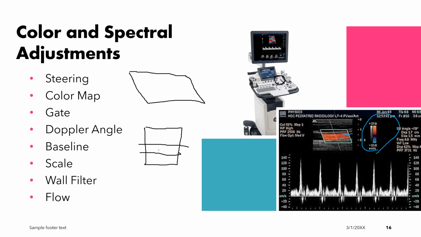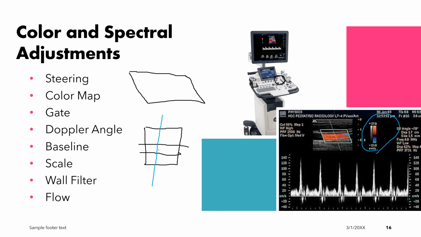this color map. It's important to recognize what inverting it does, because if you are really concerned about direction of flow, then you would have to really assess what's moving toward, what's moving away, and how that affects the normal vascularity of that area. Gate, as I mentioned, gate is really our range gate.